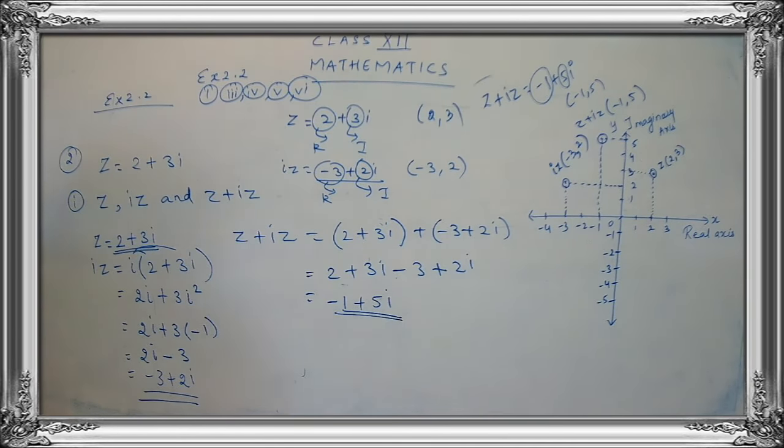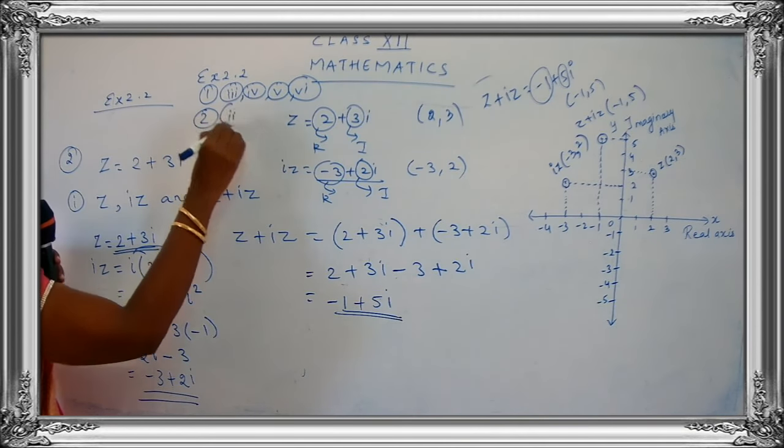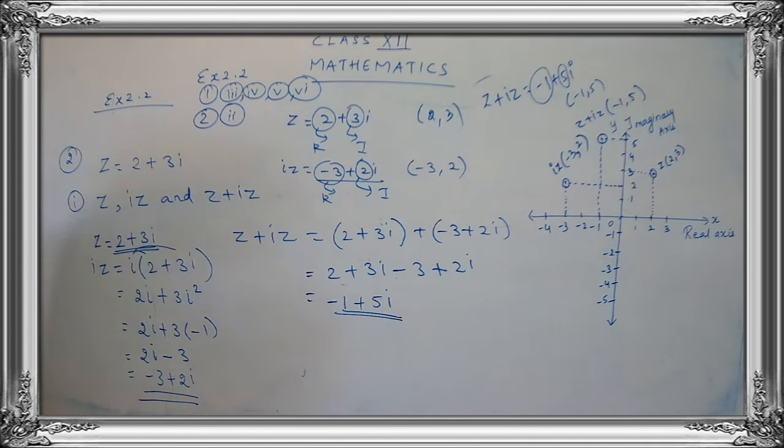From question number 2, the first part is being done and your homework is the second part. So question number 2, the second subpart will be a homework. You have to take the same number as z and they have given you z. You have to do minus iz and also you have to plot z minus iz. Try out the work, children.